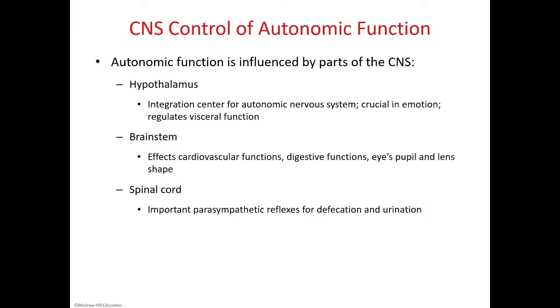So autonomic function is influenced by parts of the CNS, including the hypothalamus, the brainstem, and the spinal cord. The hypothalamus is the integration center for the autonomic nervous system, and it's crucial also in emotion, and it regulates visceral function, or the function of the internal organs, the abdominal organs specifically. The brainstem has centers or nuclei that are responsible for cardiovascular functions, also digestive functions, as well as the eye's pupil and lens shape. And then the spinal cord is important for parasympathetic reflexes involved in defecation and urination, as we just saw.